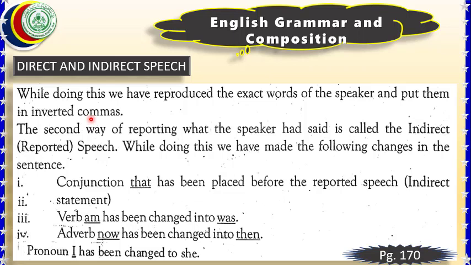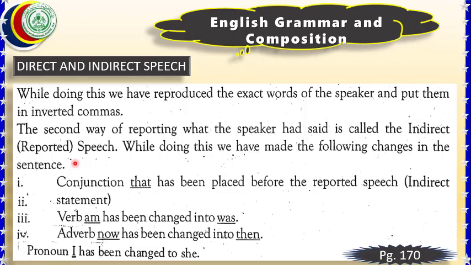In this way, we call it direct method. What is the second method? The second way of reporting what the speaker had said is called the indirect method, indirect speech. While doing this, we have made the following changes in the sentence.